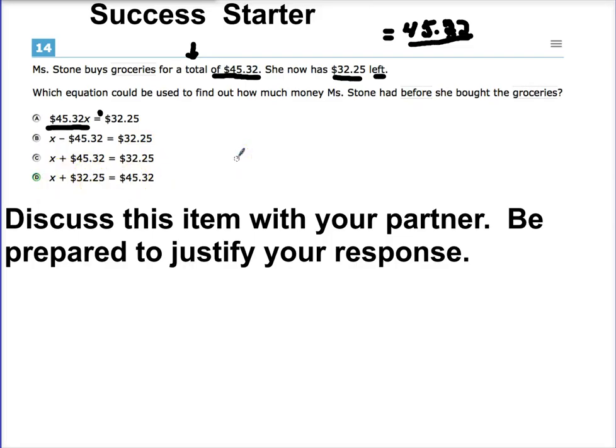So you've discussed it with your partners, and I'm going to have the substitute randomly call in a few people now. We know that this one we can take out. We're not multiplying anything by that, but we know we're going to have to be subtracting something. So which one of these would make sense? Or if you're not subtracting, then you're thinking about what amount plus another amount would equal the 45.32. So go ahead, couple of volunteers, and share your answers.